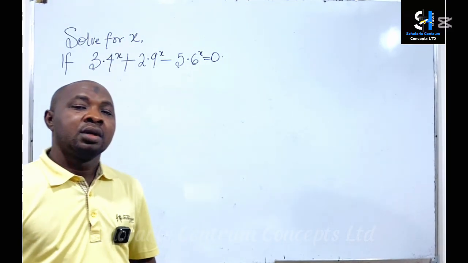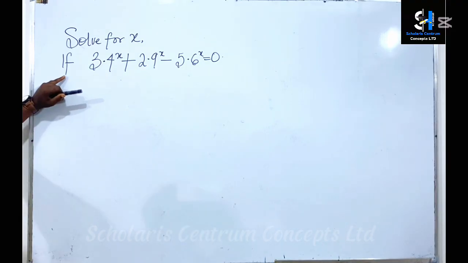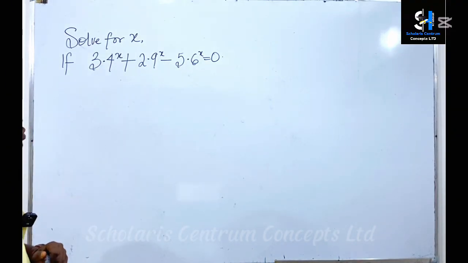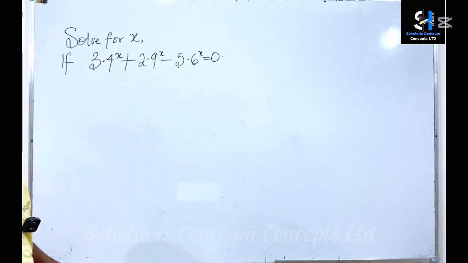And welcome. Let's find the value of x. We're given 3 times 4 raised to the power of x plus 2 times 9 raised to the power of x minus 5 times 6 raised to the power of x is equal to 0.